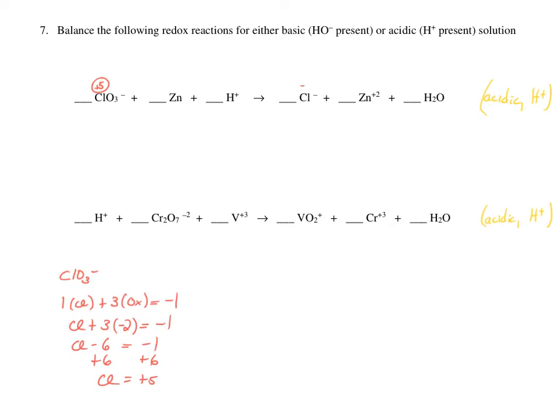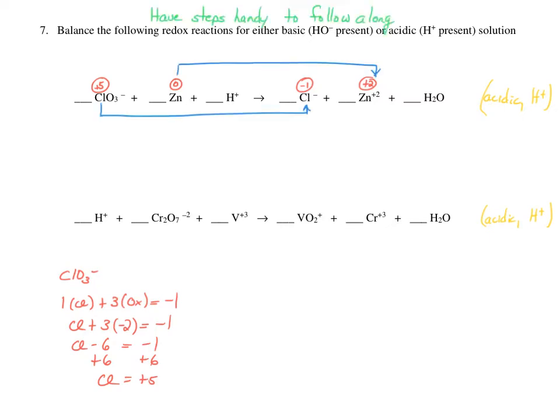On the product side, chlorine has an oxidation number of -1. It's a monatomic ion. Its oxidation number equals its charge. Zinc as an element is going to be equal to 0, and this monatomic ion of zinc is going to be +2. We're assuming that we have our steps handy, and we can follow along. You'll see that the next step is to balance those elements that are changing oxidation number, and they're already balanced because 1 chlorine, 1 zinc, 1 zinc.